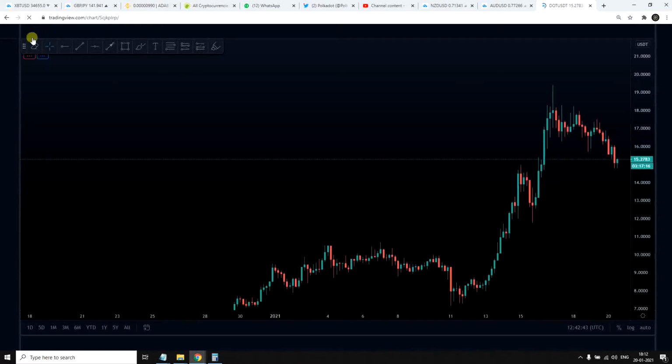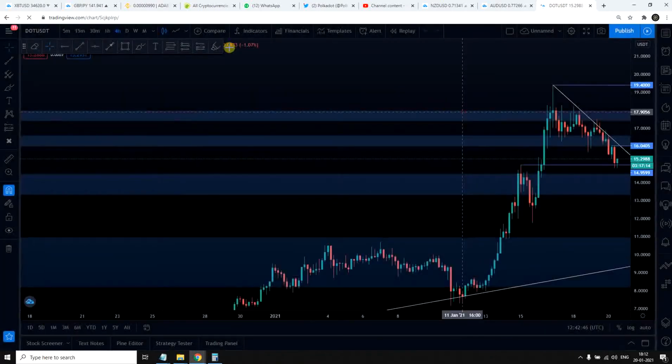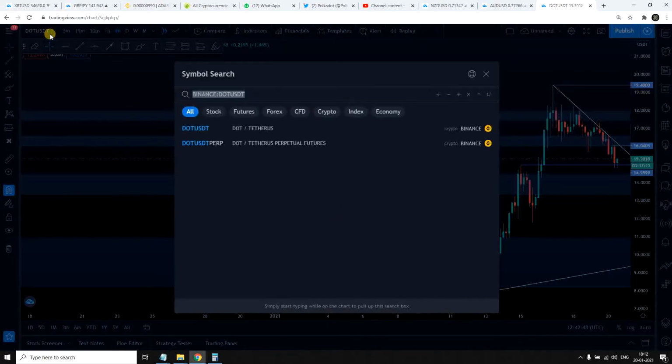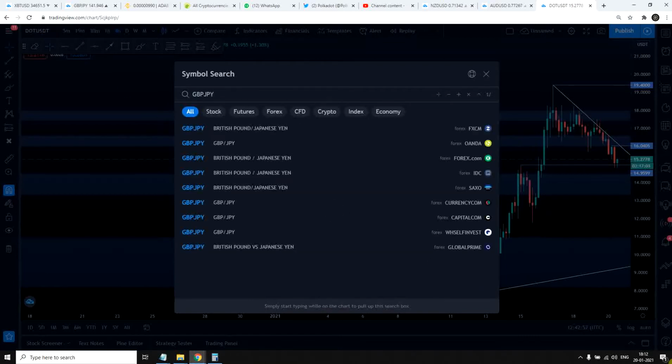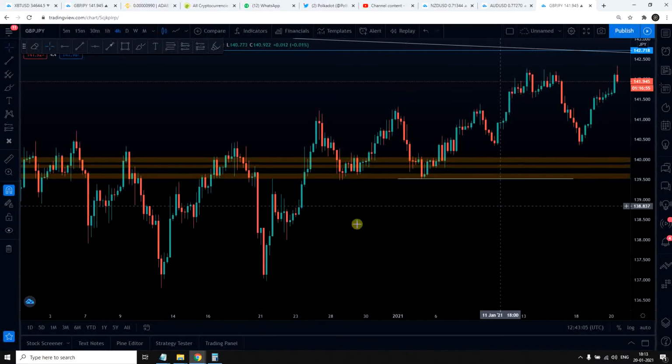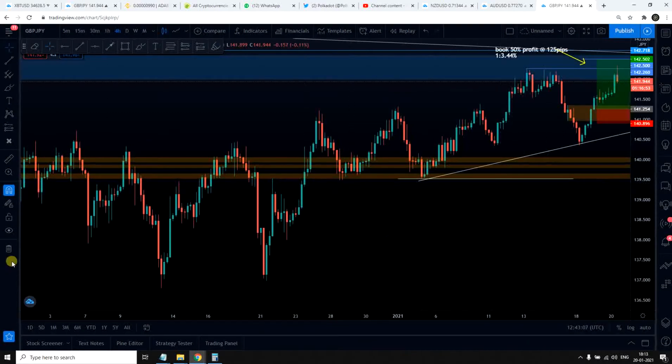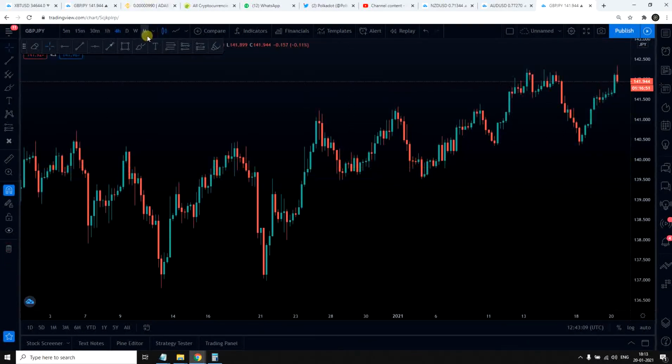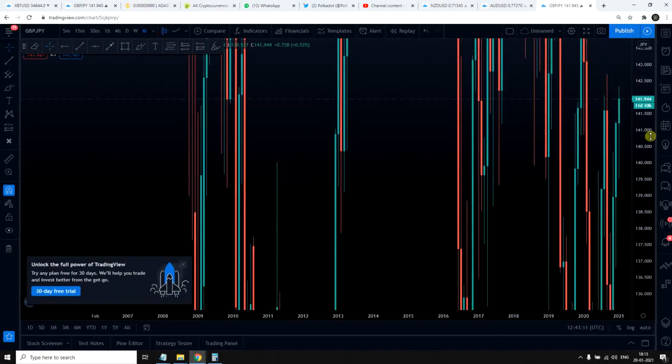After selecting this you have to just click on the left side to search for the pair or any stock which you are looking for. Right now we are going to analyze the GBP JPY pair. For that we have to select data of forex.com. After getting this we have to go to the monthly time frame.